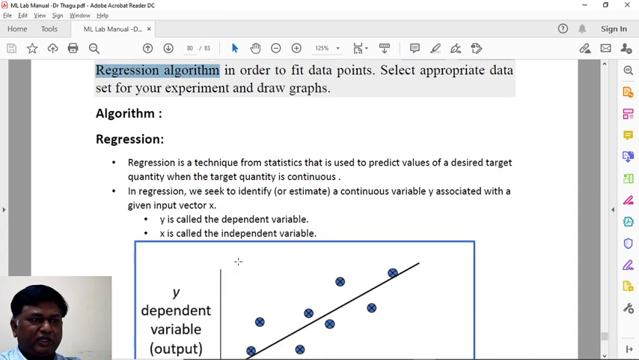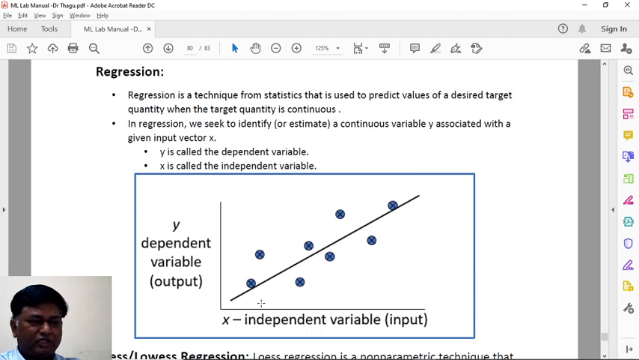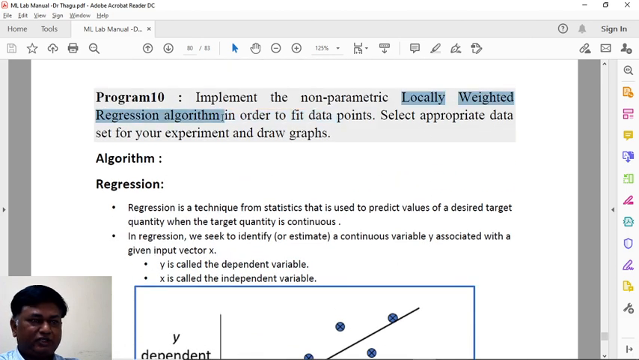Okay, to understand the algorithm, first we will see what the regression algorithm is. We are going to study the locally weighted regression algorithm, but before that we will see regression. We all know regression: if data are like this, you will find a regression line like this, y equal to, and you will predict based on the y value. It's a linear regression. Now this linear regression will be used for our locally weighted regression.